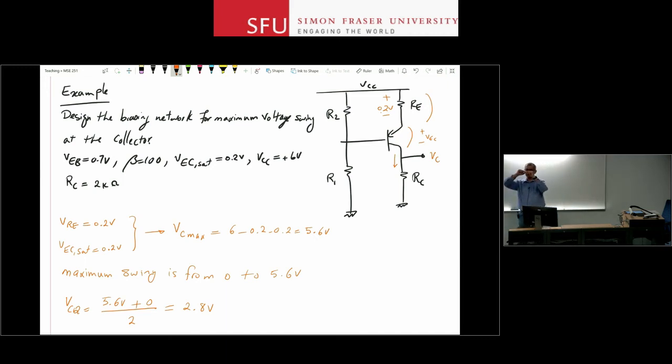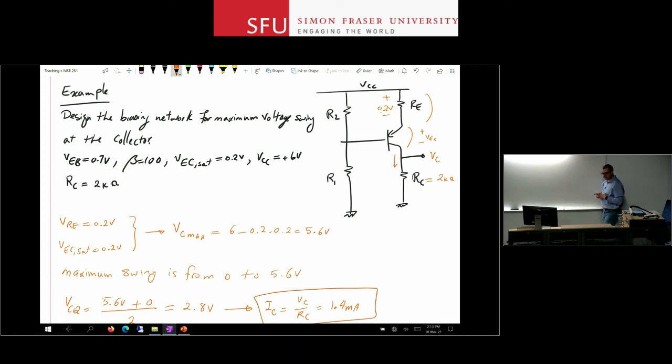What happens now is that you have 2.8 volts to go up, because remember that maximum voltage was 5.6, and 2.8 volts to go down. So that's the largest swing that we can have. Okay, so if that's the case, that actually gives me IC, because I know this RC is 2 kilo ohms. It was given in the problem. If I know the voltage at the top of that resistor, I can calculate IC. IC is going to be VC over RC, and that's 1.4 milliamps. Okay, so I established what bias current I need.